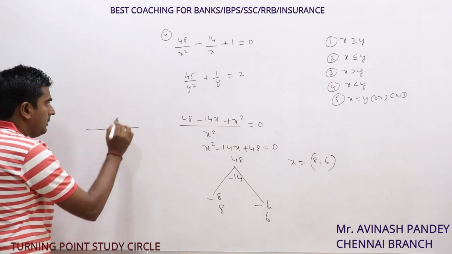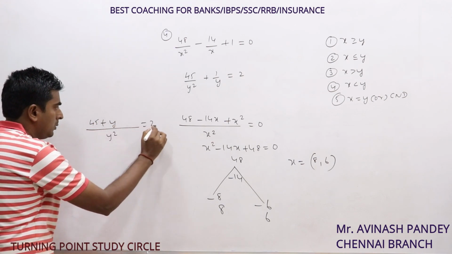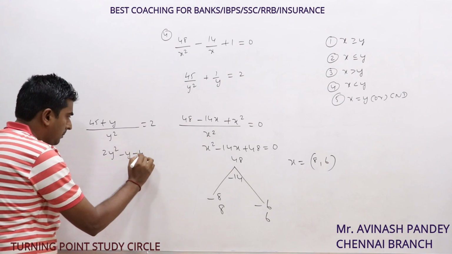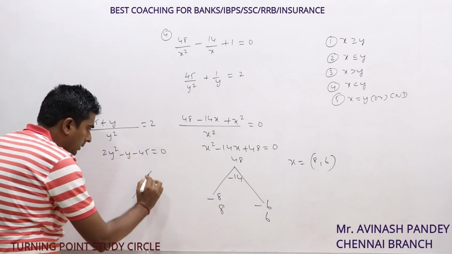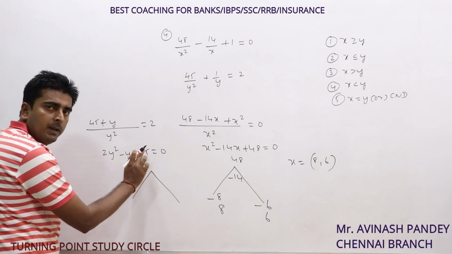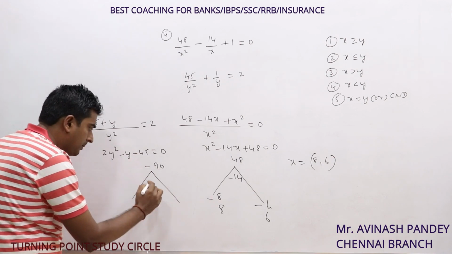So again you are having y square common here. So 45 plus y is equal to 2. Transpose this value there. So 2y square minus y minus 45 is equal to 0. So again, what is the coefficient of y square? Plus 2. Constant value is nothing but minus 45. Minus 45 times plus 2 is nothing but minus 90. And coefficient of y is nothing but minus 1.